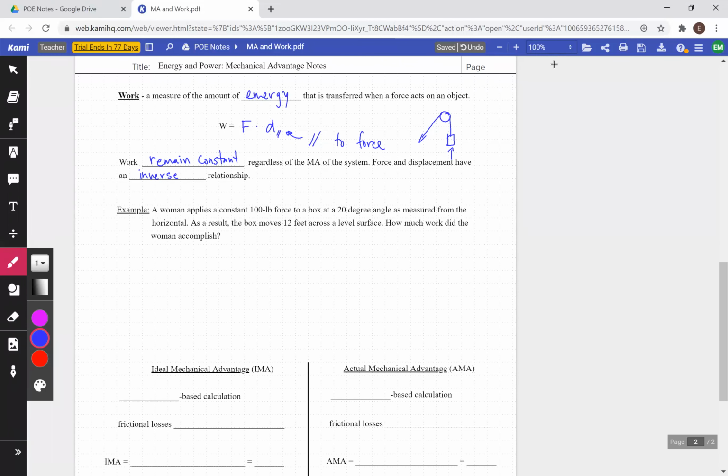So let's take a look at an example for work. A woman applies a constant 100-pound force to a box at a 20-degree angle as measured from the horizontal. So let's draw a quick picture. Got a box. We're going to apply a force at an angle 20 degrees to the horizontal of 100 pounds. Okay, and then it's going to slide across the surface and end up 12 feet away from where it originally was.